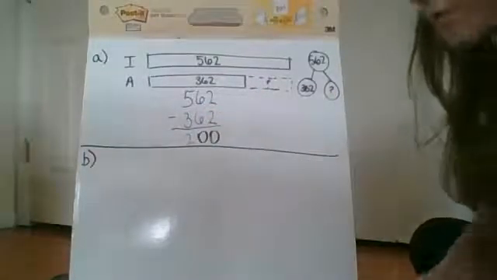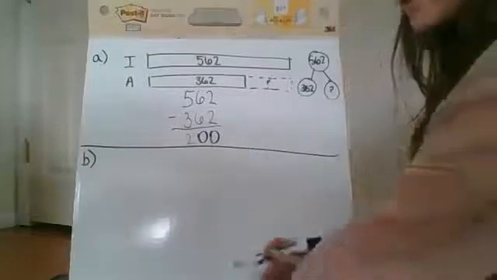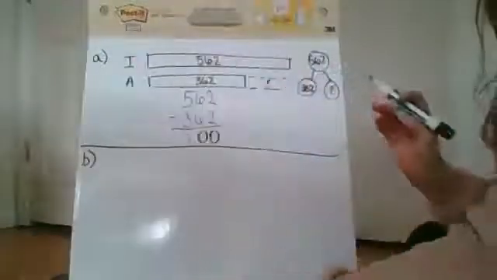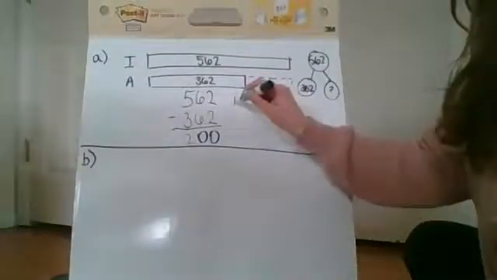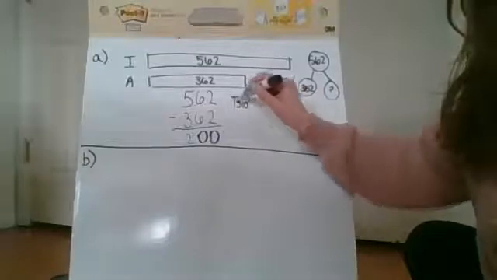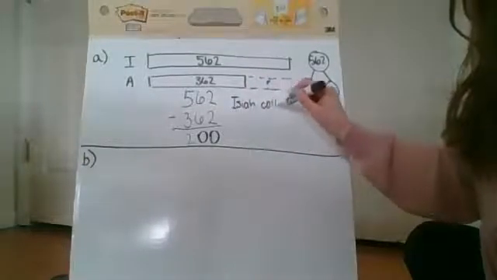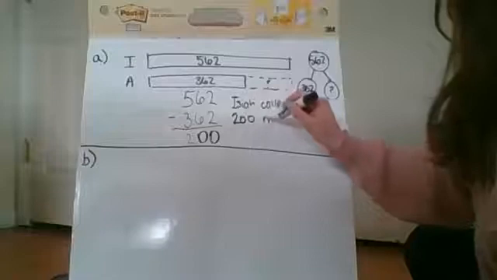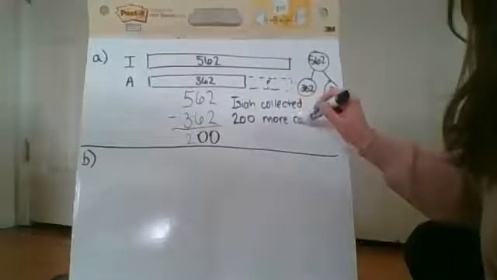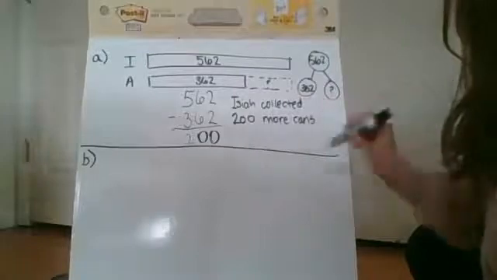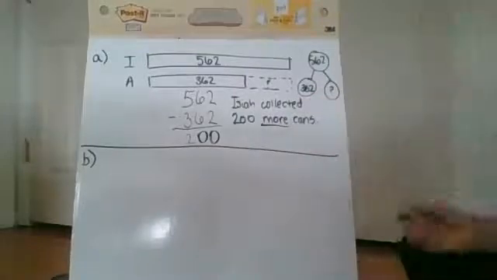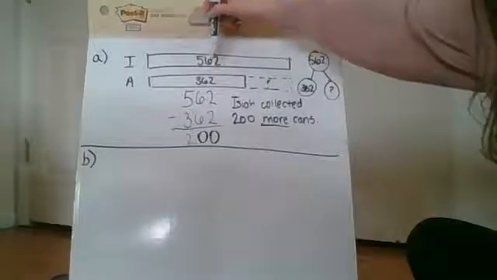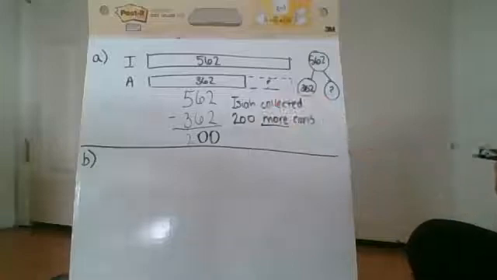Now I have to write my sentence right down here at the bottom of my paper where it says solve it, right? I have my lines down here. So I'm going to write, Isaiah collected 200 more cans. Now it's important for me to say more cans, right? Because he didn't collect 200 cans. We know he collected 562 cans. So you're trying to figure out how many more he collected. So he collected 200 more cans.